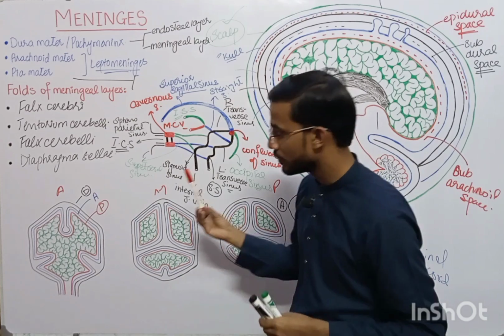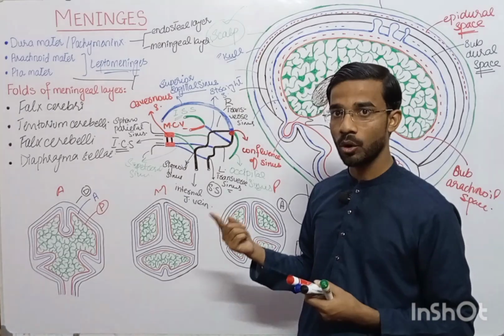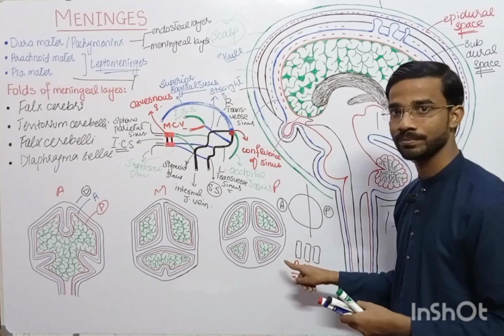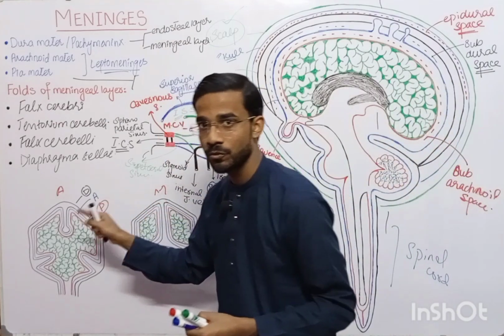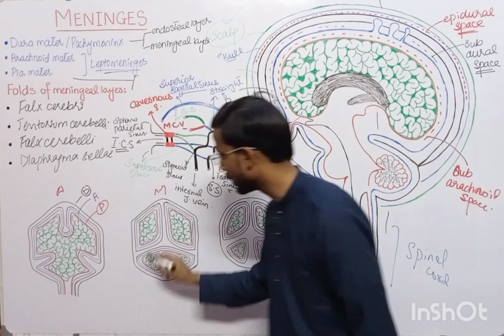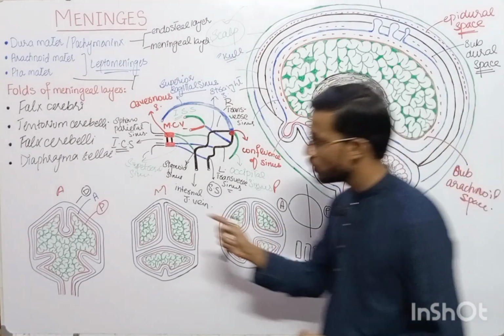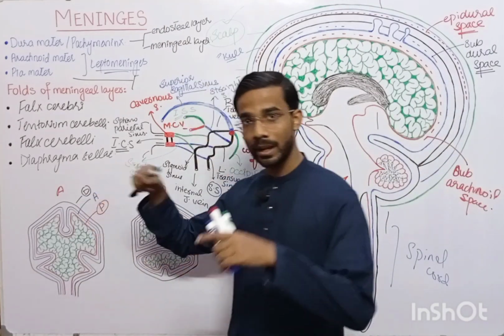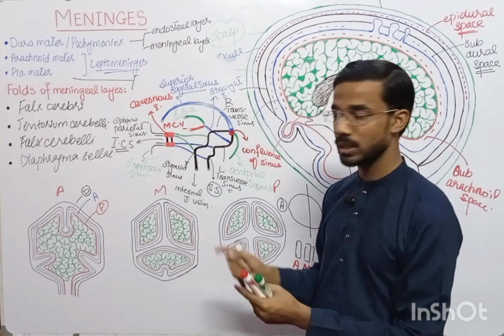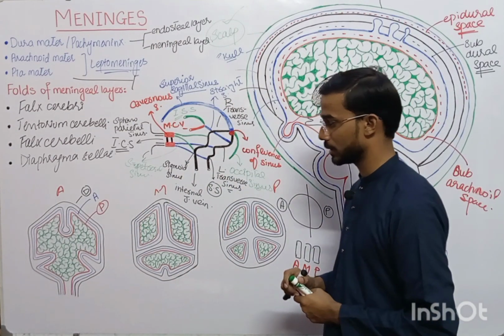So you will see that the upper endosteal layer of the dura mater is smooth. Here you can see this is smooth in all sections. But the inner layer, which is called the meningeal layer of the dura, has some folding inside the brain. The arachnoid mater will also form the fold, and pia mater will just move along with the meningeal layer of the dura mater.